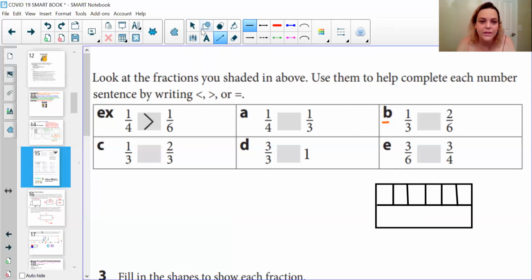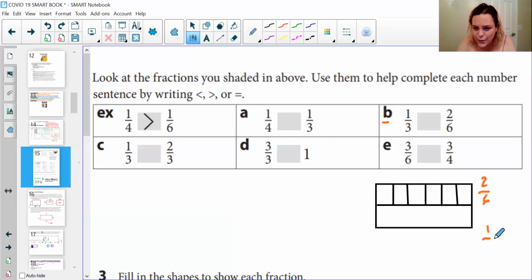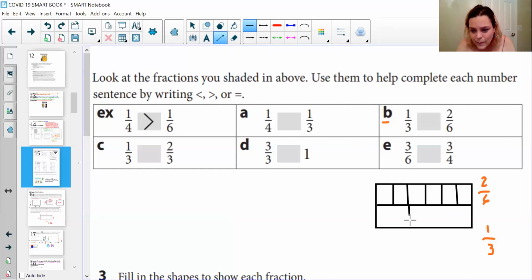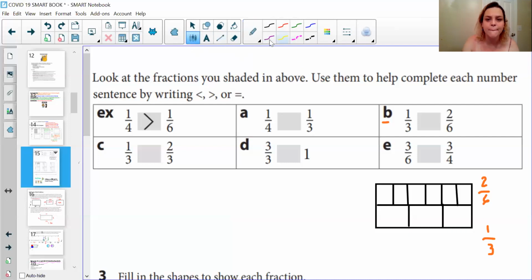Now the bottom one, and let me just not forget that this top one is going to represent 2/6. And the bottom one is going to represent 1/3. And I'm gonna try to partition this into thirds now. Again, I'm trying my best, imagining that I can cut this as evenly as possible. That looks pretty even.